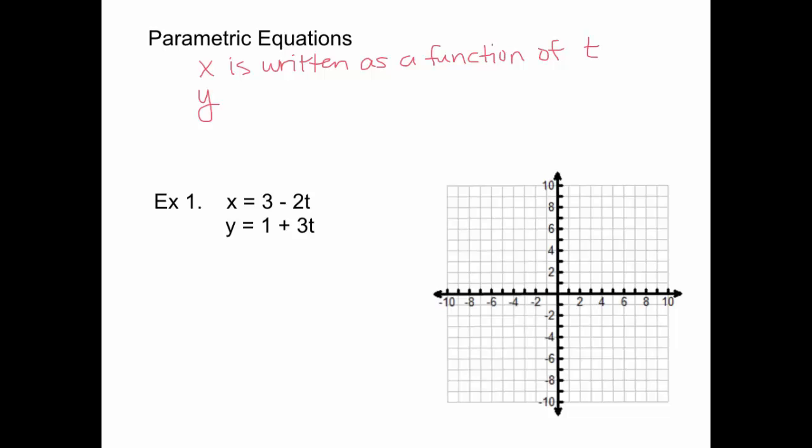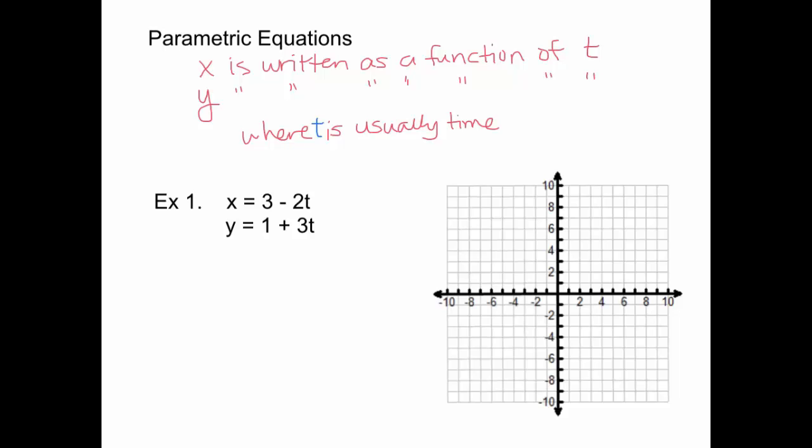So I'm going to say same thing for y. Y is written as a function of t, like I said, where t is usually time. So the advantage of using parametric equations is that now, because time has become a variable in the situation, the order in which the points are graphed actually makes a difference to how the graph is going to come out.